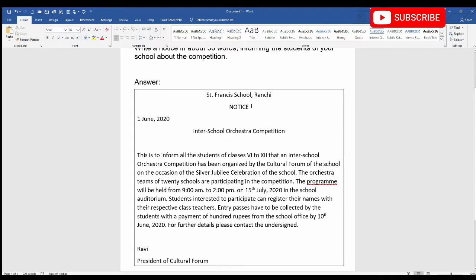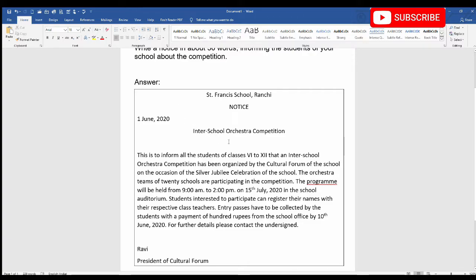notice. After this, you have to write down the date. Now what date will you write? The date on which the notice will be issued to the students. That date must be mentioned in the notice.